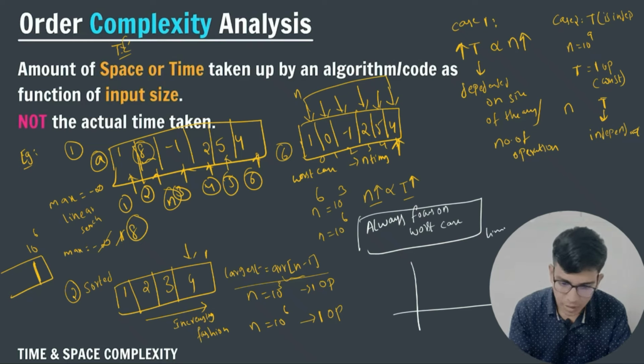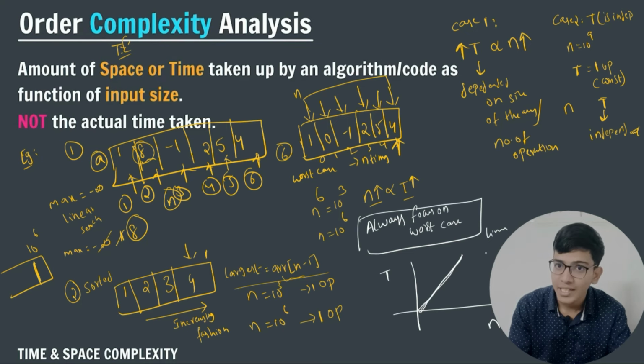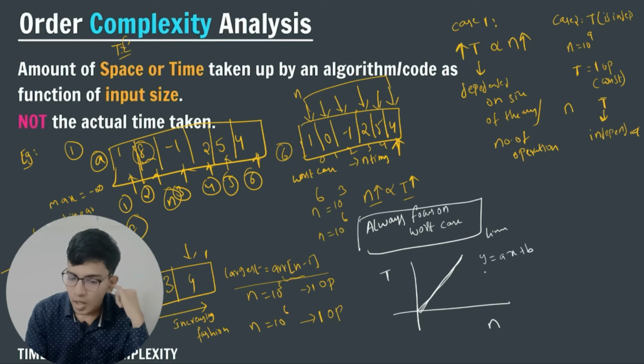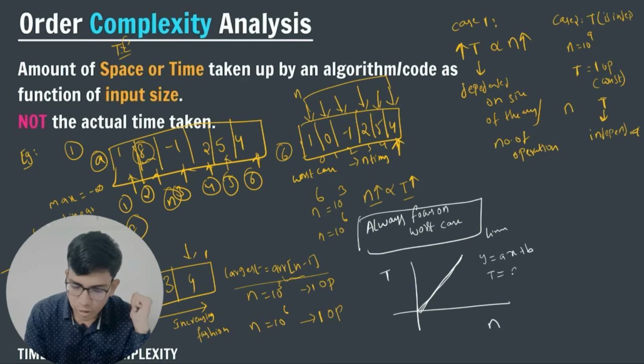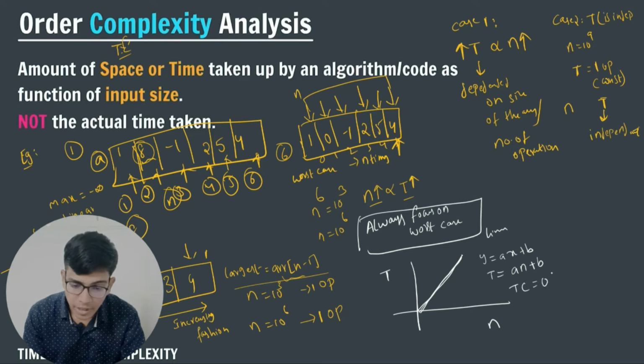For linear time complexity, you can see that at n is equal to 0, let us consider that this is my time, and this is my input size n. So can I write that my graph looks like this? Yeah, my graph will look like this. As the input increases, my time will also increase. This is known as a straight line, and in mathematics the equation of a straight line is y is equal to ax plus b. In other words, I can write time is equal to a times input size plus b. So the time complexity for this will be big O of n.